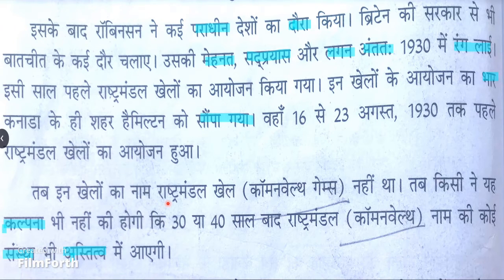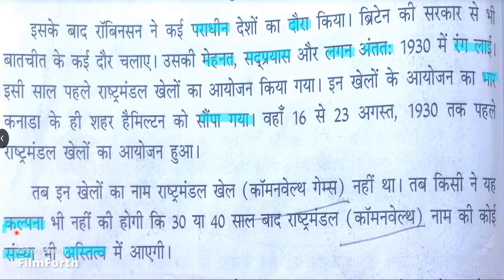At that time, these games were not called Rashtramandal Khel or Commonwealth Games. The first time when it was organized in 1930, the name was not Rashtramandal Khel or the Commonwealth Games.